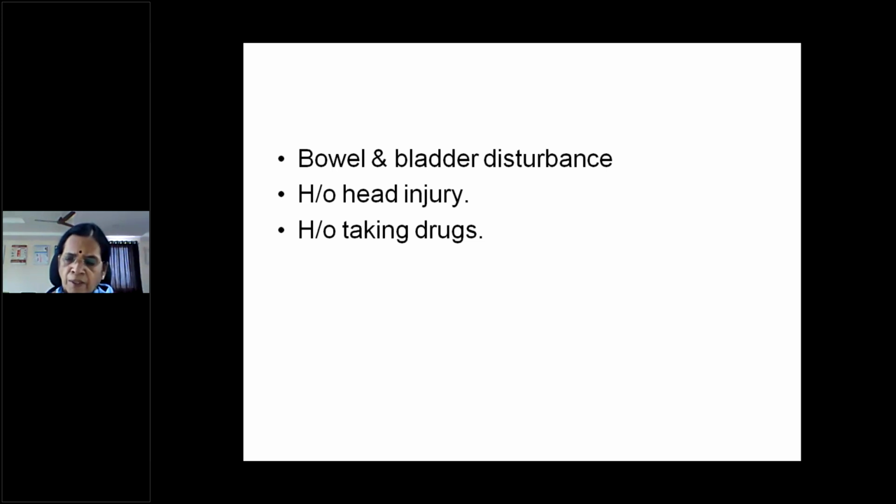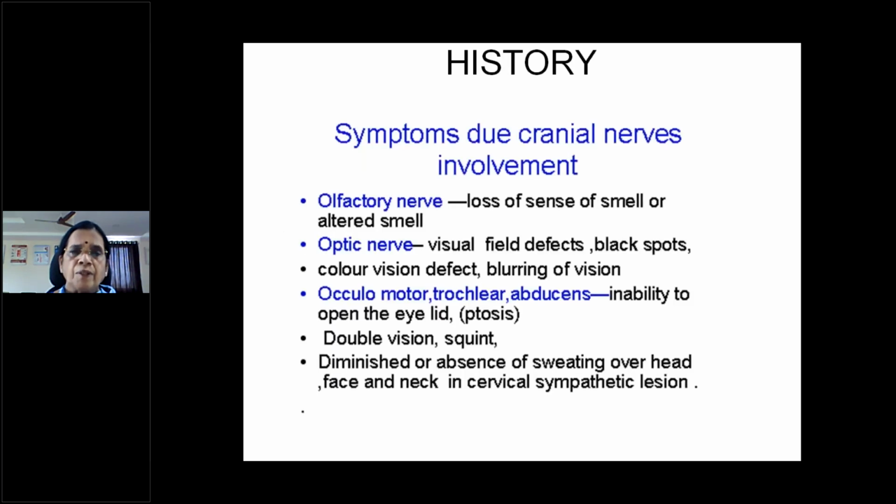Otherwise, especially in a female, if the patient is taking OC pills, you have to think of a thrombotic etiology. So that is the importance of the history of taking drugs.